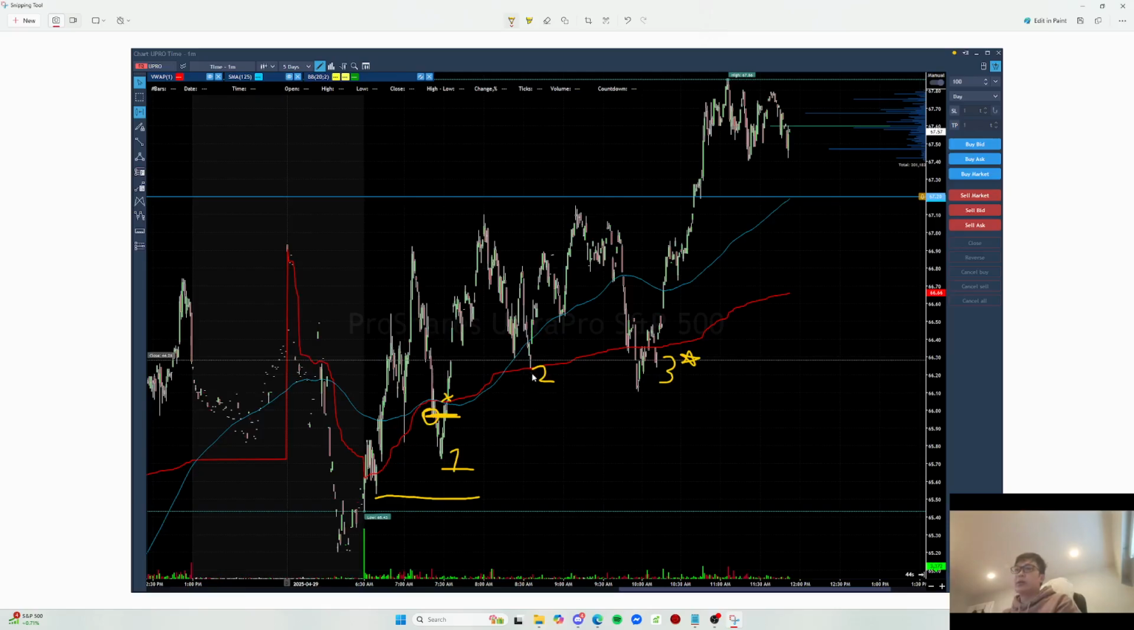And then this one right here, when we touched it, I know we didn't fully get the perfect entry, but we took it right around here. So this was around the pivot. And then you set your stop right below the VWAP. I like to do 2 ticks.